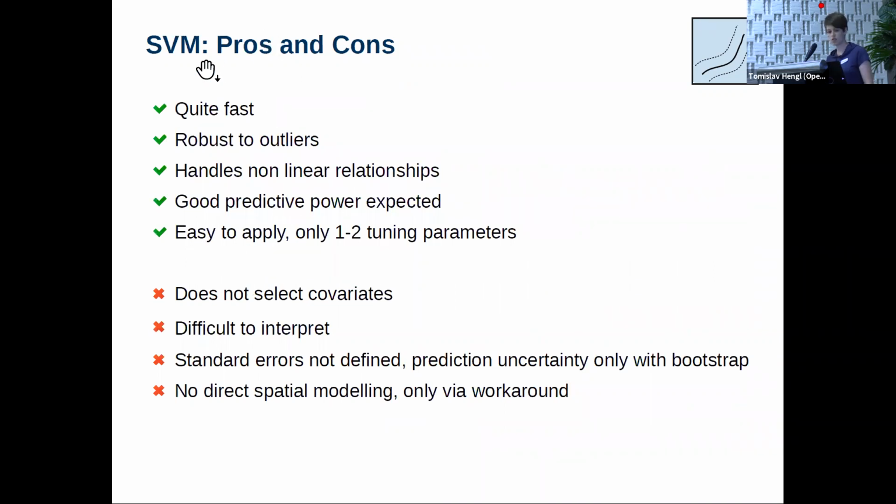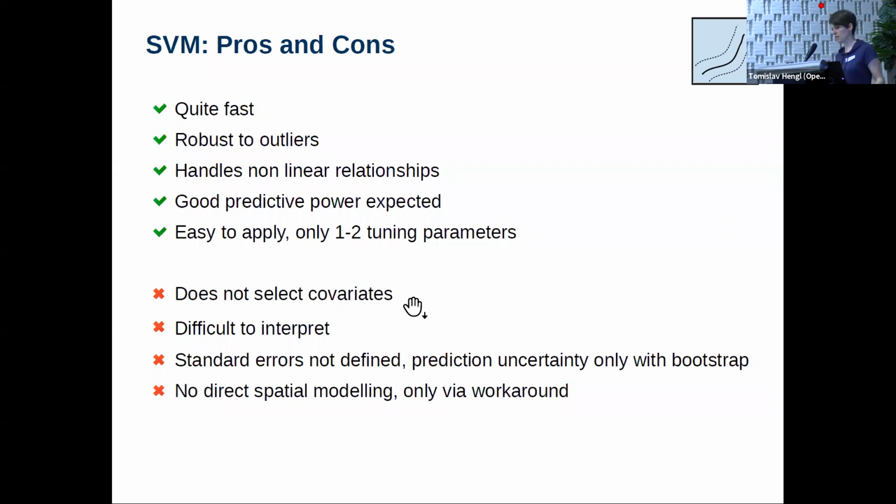For the support vector machines, in my experience so far, I found them quite fast. It's a method that is robust to outliers because it's only considering the values that are close to these separating planes or separating functions. Of course, it handles nonlinear relationships, and the non-linearity is a tuning parameter that you can choose. From the literature, in studies comparing different methods, this was usually a method performing quite well, and it's quite easy to apply. So I included it also in the tutorial later.